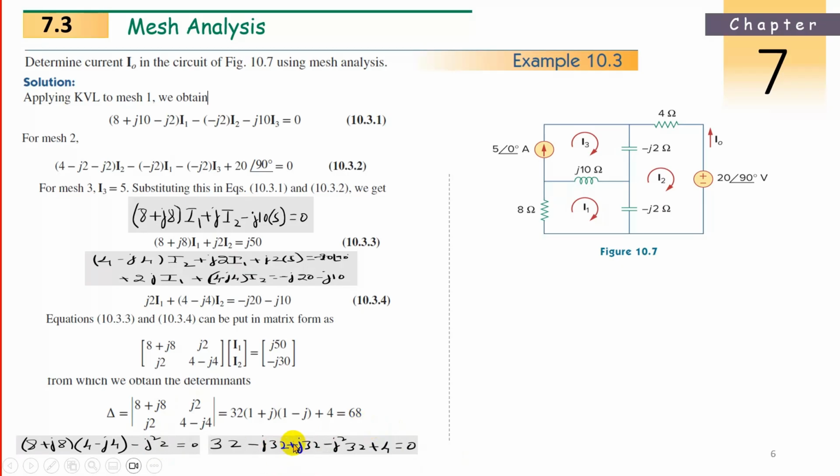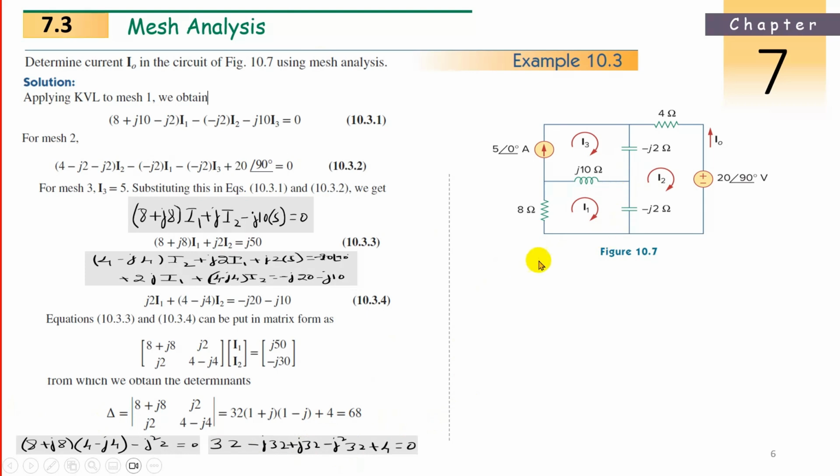Now this minus j32 plus j32 cancel out. Now what remains here? j squared. What is j squared here again? Minus 1. So minus of minus is plus. So we have 32 plus 4. How much? 68. So the 68 is here. In this way also we can write, in this way also we can find. So we got delta now. What is the delta? 68.